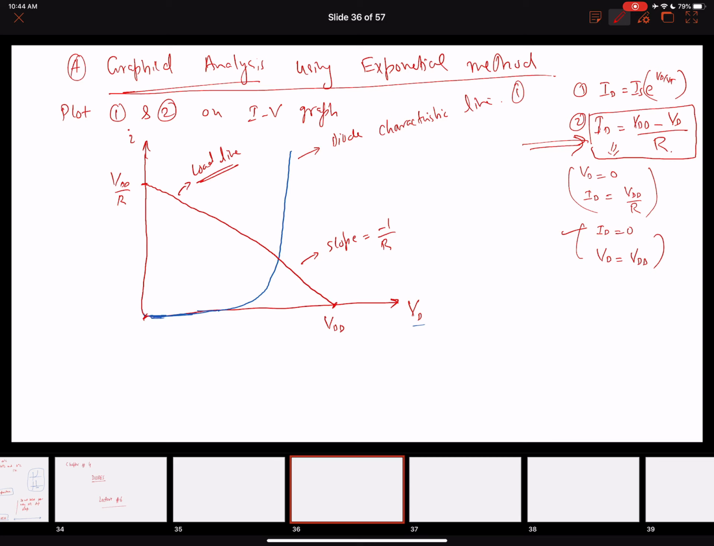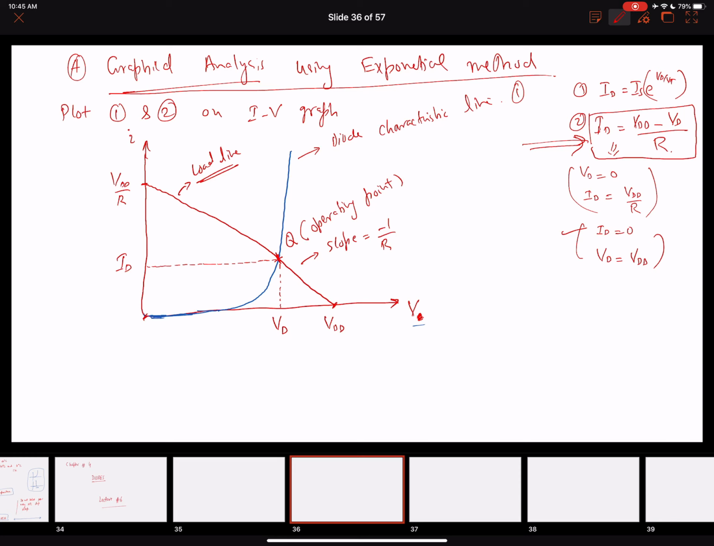Another important thing: this point of intersection between the load line and the diode characteristic line can be labeled as Q, and this is what we usually call the operating point. If I do this intersection, I can find, let's say, this is the voltage across the diode, the potential drop across the diode, and this is the value of ID.